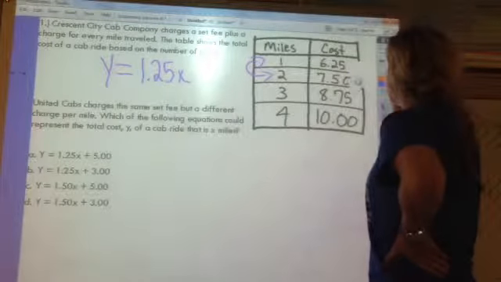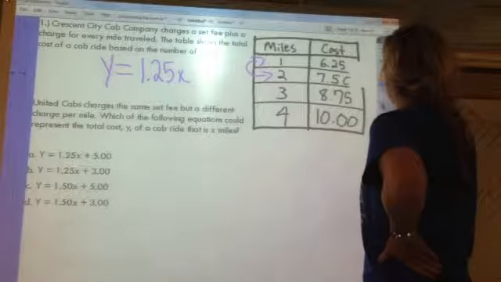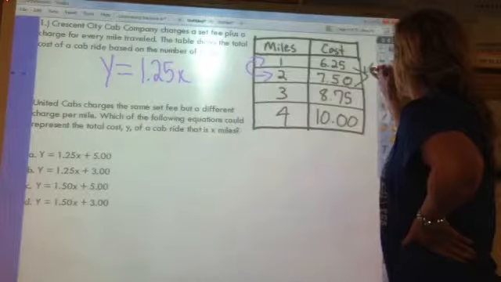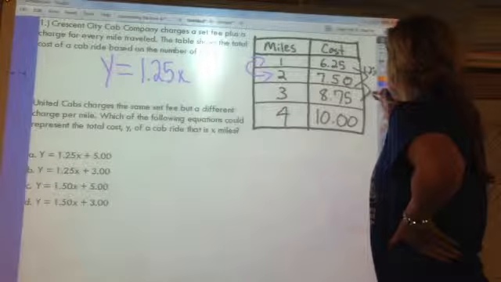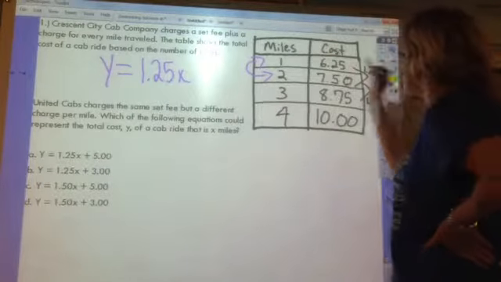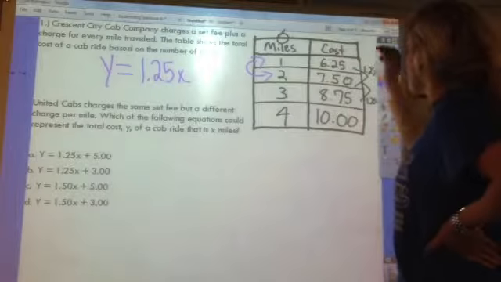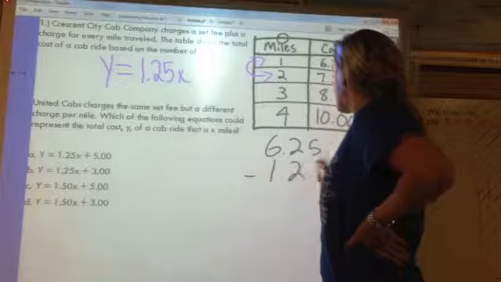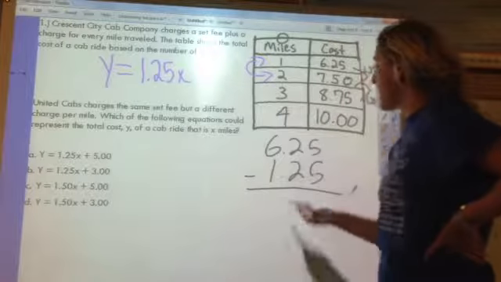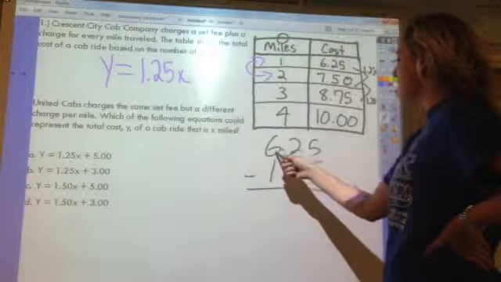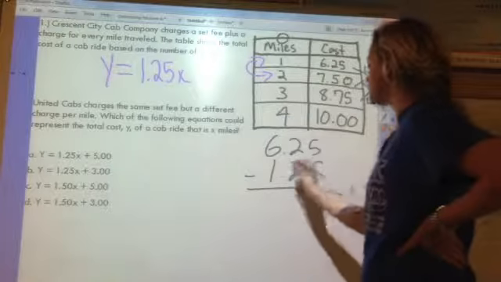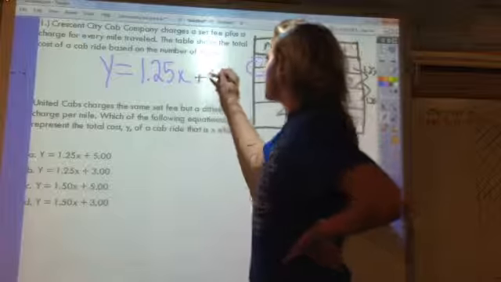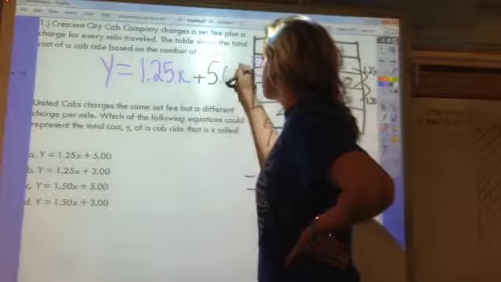Alright, if my table is increasing by 1.25 each time, if I just go back to where x is 0, I can subtract 1.25 from $6.25, and I'll end up with $5 even. So my y-intercept for my equation here is $5.